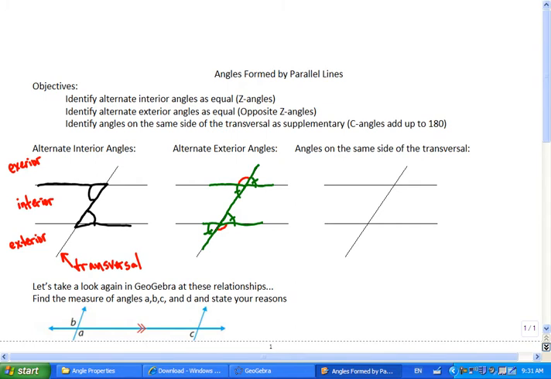Okay, and then the last one is a C angle is what I call it. And I'll draw it for you just so you can visualize it. So that's the C angle.